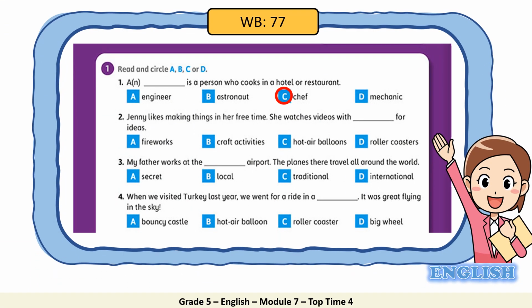Ready to check your answers? Here we go. Number 2. Jenny likes making things in her free time. She watches video with craft activities for ideas. Number 3. My father works at the international airport. The planes there travel all around the world. Number 4. When we visited Turkey last year, we went for a ride in a hot air balloon. It was great flying in the sky.